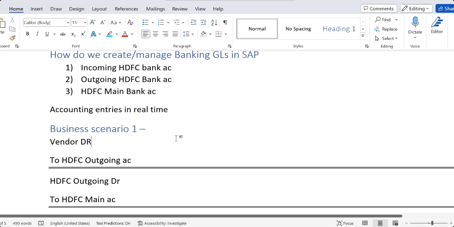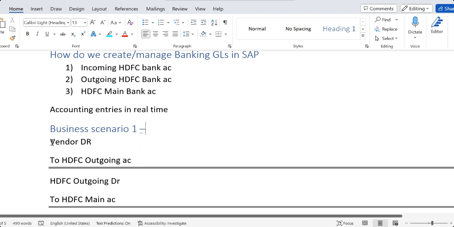So now what I can do, I can just shift this outgoing account balance to the main account. So this outgoing is knocked off. Now what is the balance, vendor to main account. So in this way we manage this GL in SAP. And the main thing, whenever you execute FBL3N on this main account, whatever balance we have here will be matched with your bank.